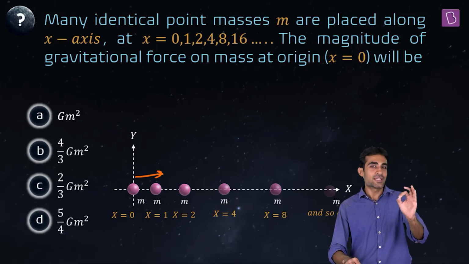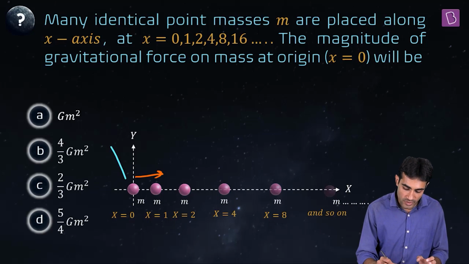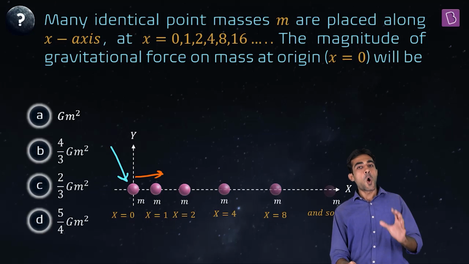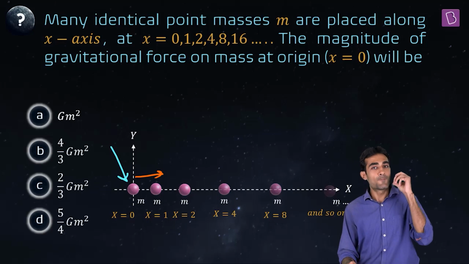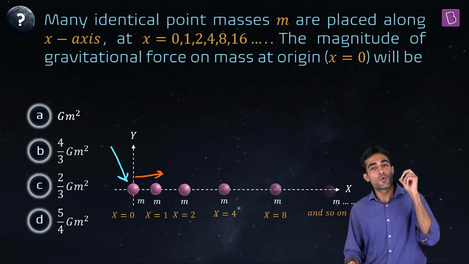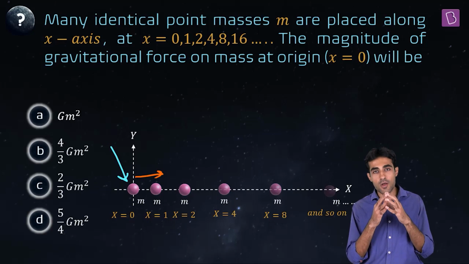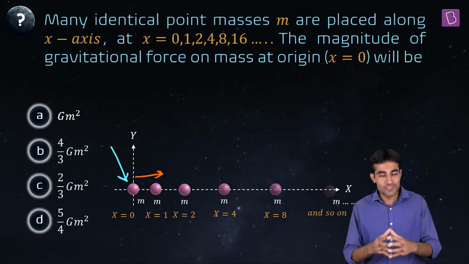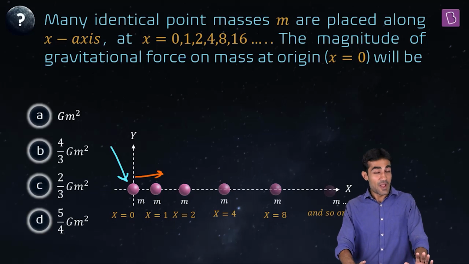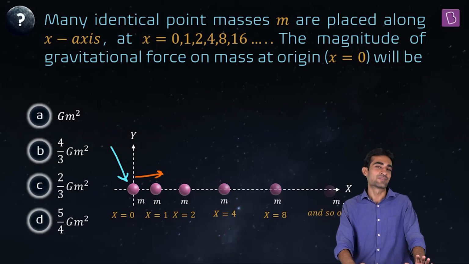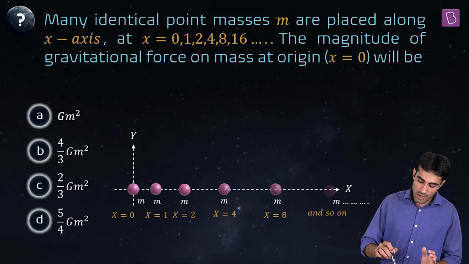So the question is, find the total force on the point mass placed at the origin. So we have to find the total force on the mass placed at origin. This is the question. Got the question? Yes. Now, how do we solve it?